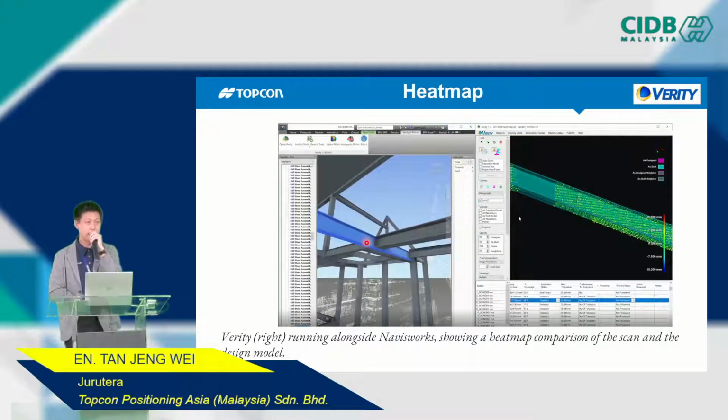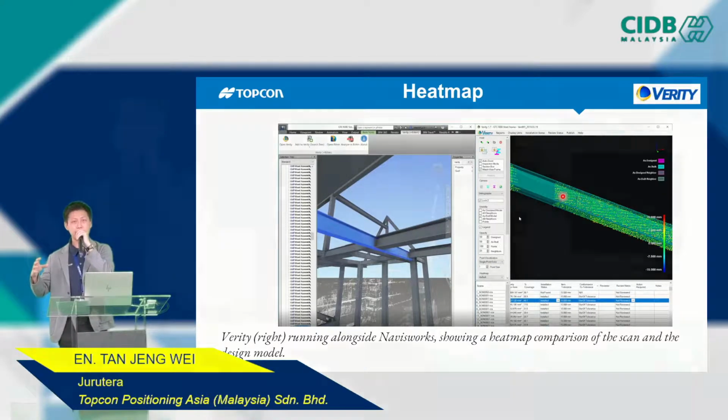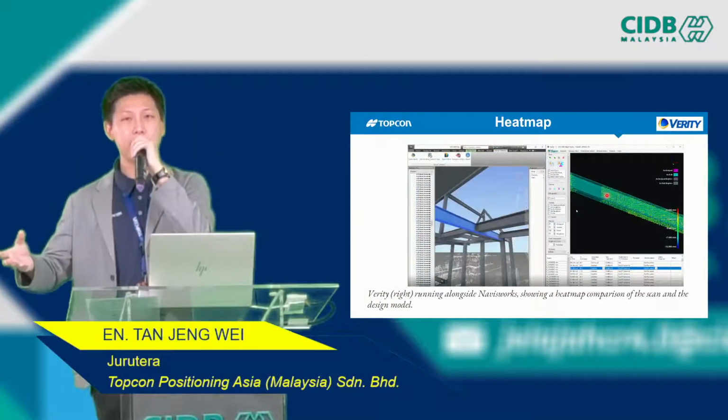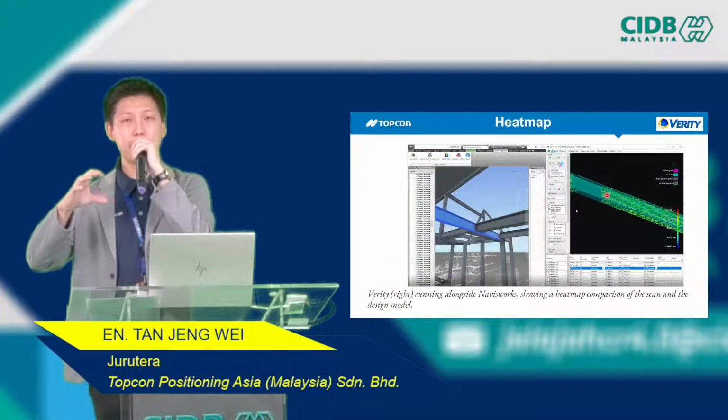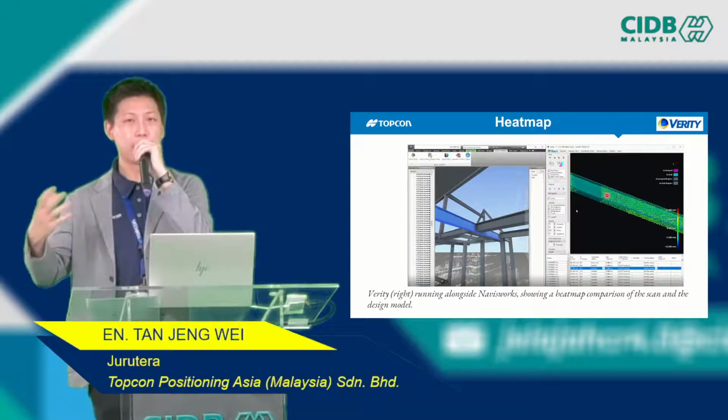It is a plugin for Navisworks, as I mentioned just now. So when we open up Verity, you will see the point cloud and also your design model, and it will do the comparison. It will let us know whether this particular beam is within the tolerance. Let's say I set the tolerance as 100 millimeters. If it is within the tolerance, of course it will show us this beam has passed. If it is more than 100 millimeters, it will show us that this particular beam is out of tolerance and we need to do something about it, right?